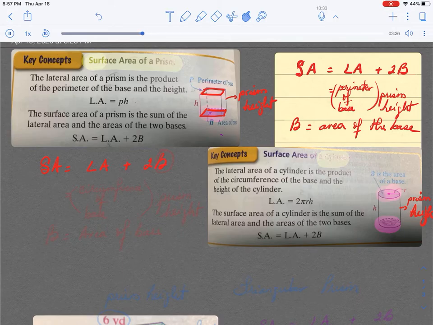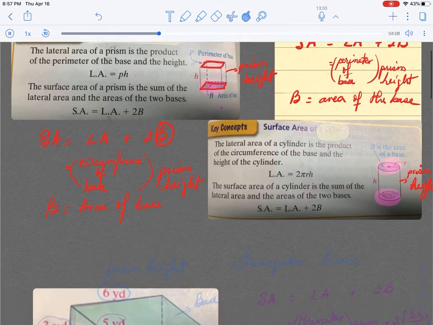Even though I don't want to memorize the formula, I need to know the basic formula. The lateral will be the circumference of the base times the prism height. Again, the base is right here. This one right here is going to be the area of the base. In this case, it is a circle.